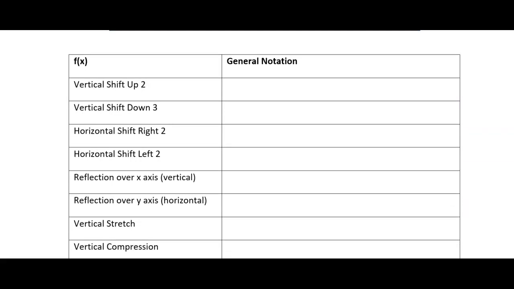So if you just want to think about using some regular numbers here, if we're working with an f of x function and we want to indicate that we're going to take that function and shift it up 2, a vertical shift up 2, we would write y equals f of x plus 2. Okay? You're just adding that number onto the back of the function. If you want to go down 3, we would say f of x minus 3.